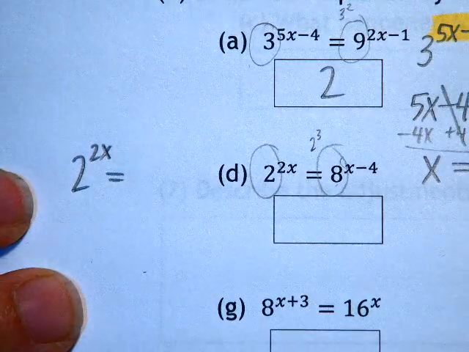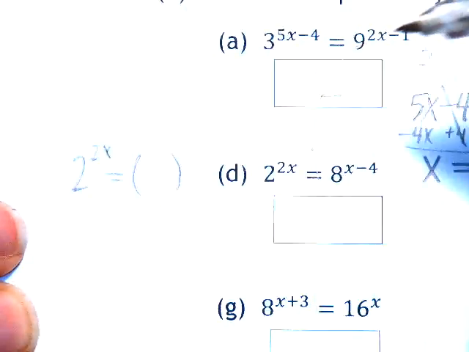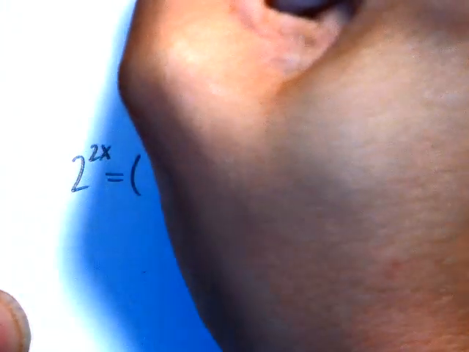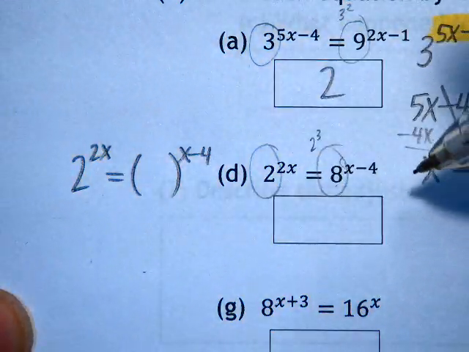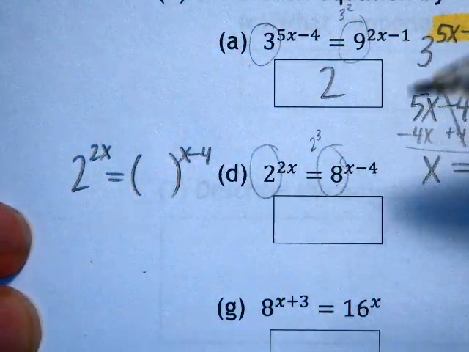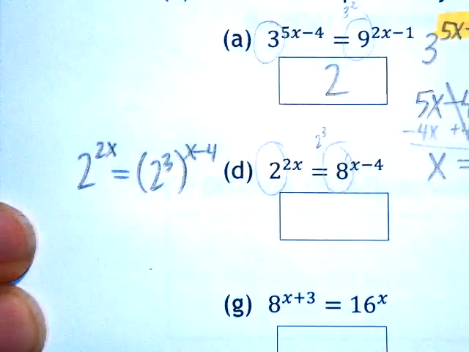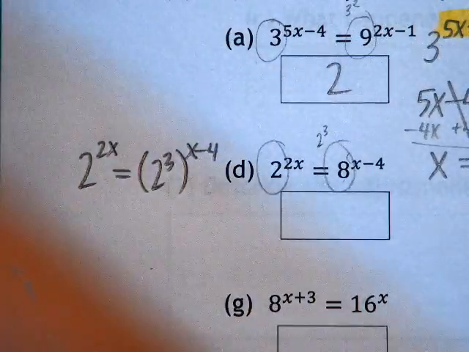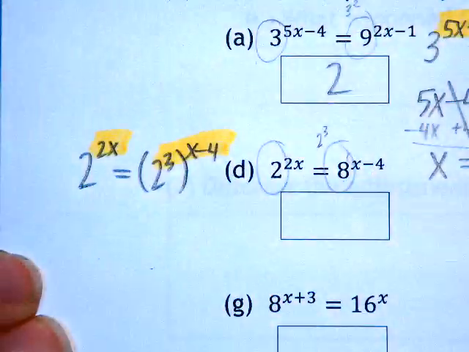So I'll have 2 to the power of 2x, not changing that at all. I'll put parentheses around the 8 because I am changing that. And then x minus 4, of course, needs to stay there because I'm not changing that. 8 is, as we said, 2 cubed. So now I have the problem that I'm trying to solve. Specifically, I have the exponents that I'm trying to solve because that's where all the action is.